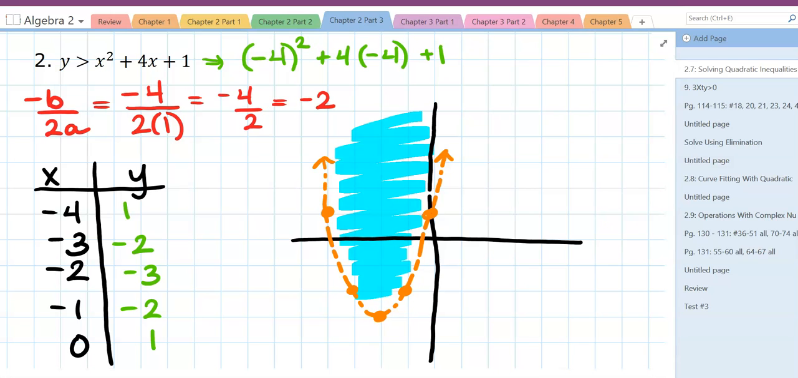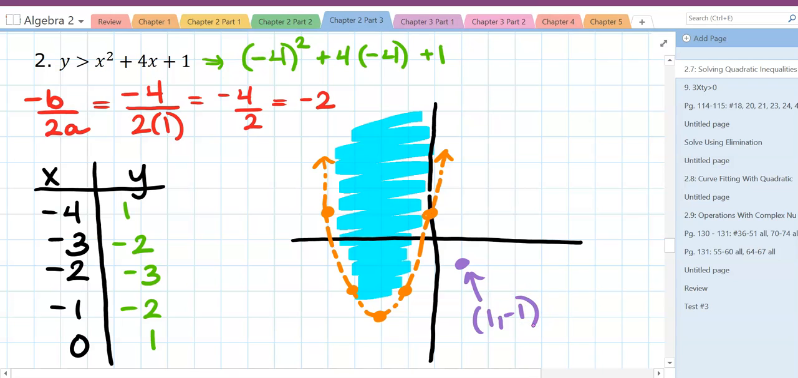Another thing I like to tell kids if they're really struggling with where should I shade, pick a random point on the graph anywhere. So let's say I pick this point right here. Whoops, drew my arrow wrong. So this is at 1, -1.